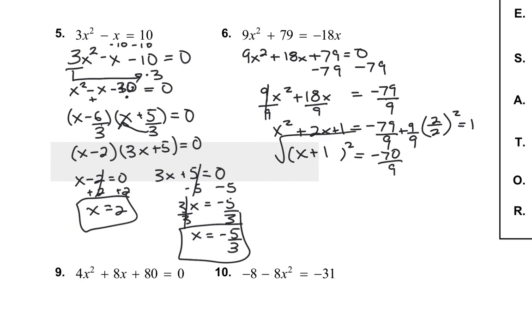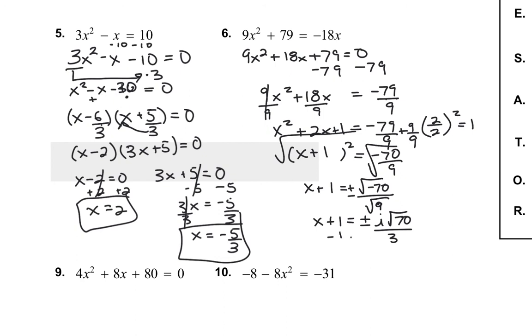So now I take the square root of both sides. Now remember, when you take the square root of a fraction, you're going to take the square root of the top and you're going to take the square root of the bottom. And remember, it is 2 solutions, the positive and the negative. So I'm going to simplify the right side first, the square root of negative 70 over 9. So we have x plus 1 is equal to plus or minus i square root of 70 over the square root of 9, which is 3.